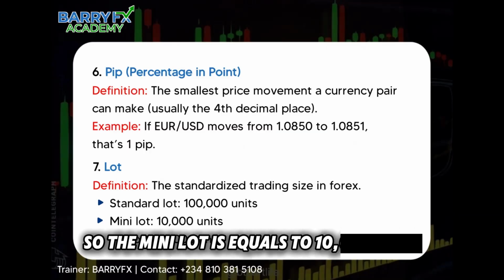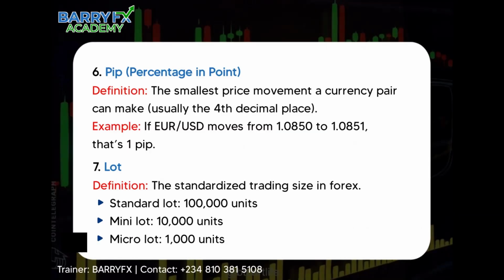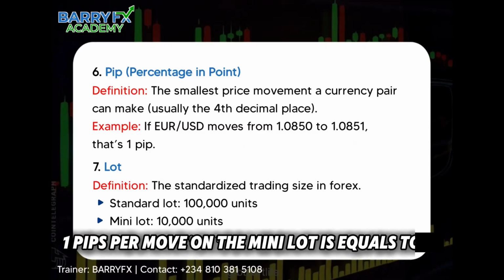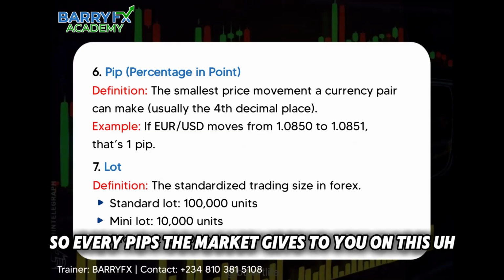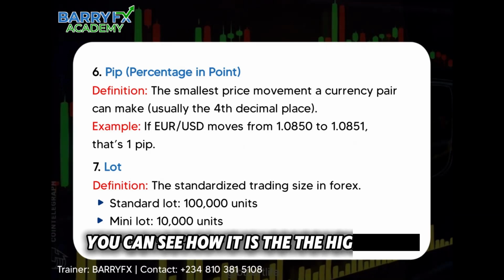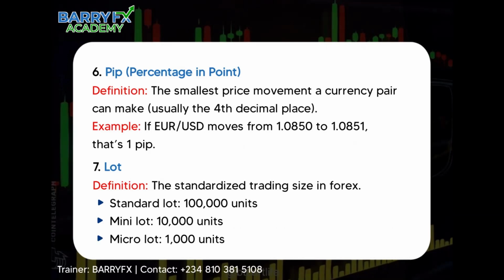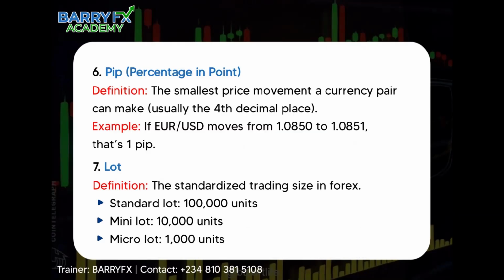So the mini lot equals 10,000 units, where 1 pip per move equals $1. Every pip the market gives to you on this mini lot gives you $1. You can see how it is. The higher it is, the more money you make, and the lower it is, the less money you make.